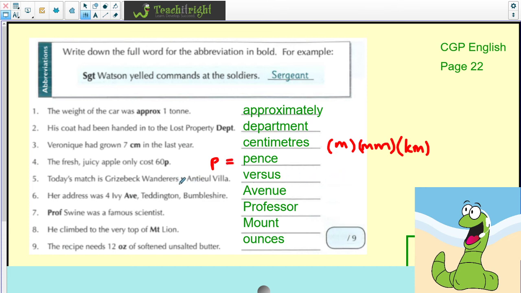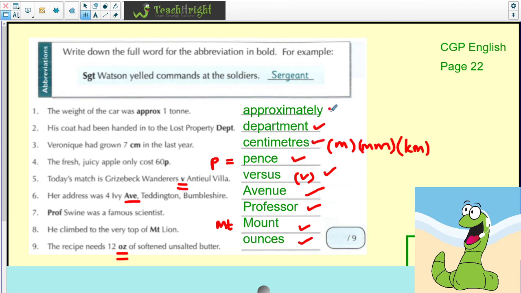Versus, that's a very common thing when you've got football teams playing each other. Versus, so you put a v, so the v indicates versus. You don't write versus out in full. Avenue, you've probably seen before in an address. Professor, so prof. Okay, and then we've got mt as a shortened version of mount. And then we've got ounces, and you may well have seen that on a recipe maybe before. oz. Maybe you could have a think of some of your own abbreviations that you know.